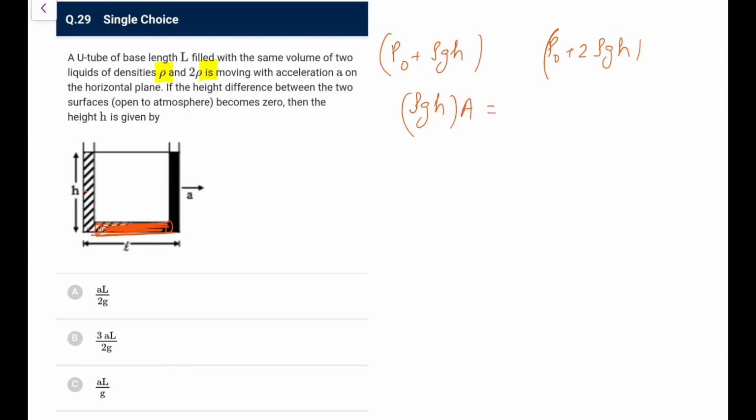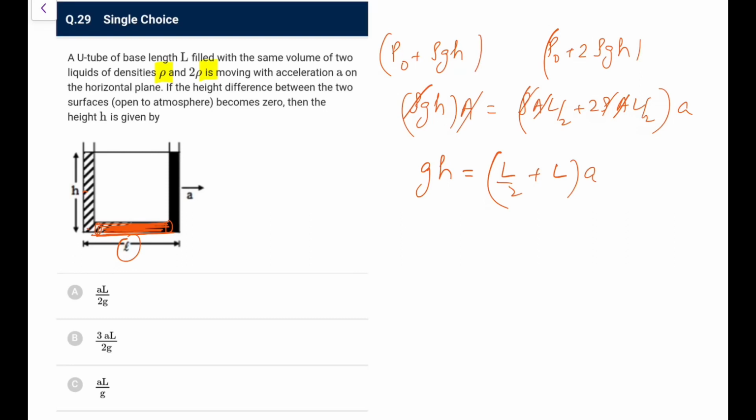And what is the m? This length is L, so L by 2. So I'll take the mass as rho a into L by 2, and this is 2 rho into a into L by 2 into a, that is what I'll have. So a and a get cancelled, rho cancelled. So gh is equal to L by 2 plus L into a. So the value of h is coming out as 3La by 2g. So it is option B.